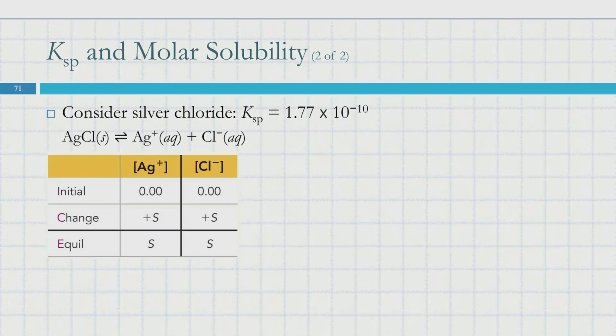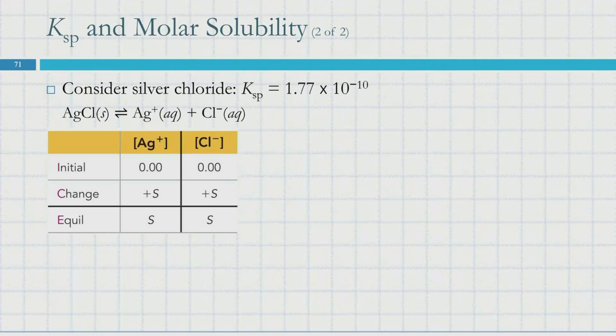So considering AgCl, silver chloride, we have a KSP value of 1.77 times 10 to the minus 10, nice and small. Initially, we have no silver and no chloride ion in solution. So our initial is 0. Since there's nothing dissolved, some of it's going to dissolve. So our change is plus S. And so our equilibrium values are just S.